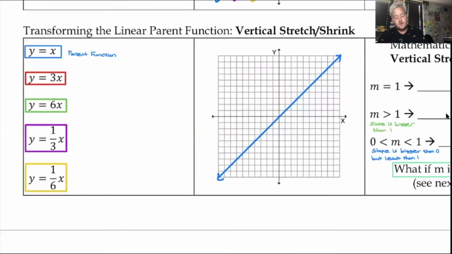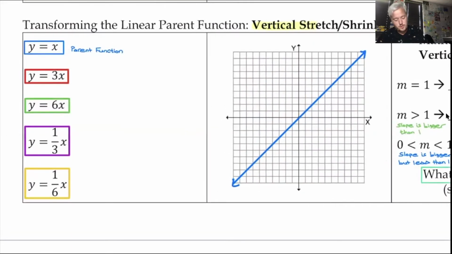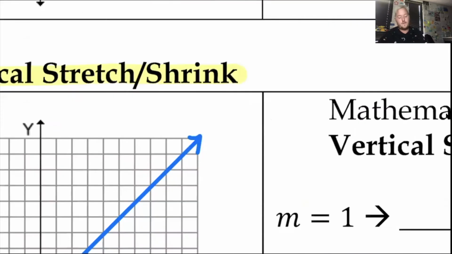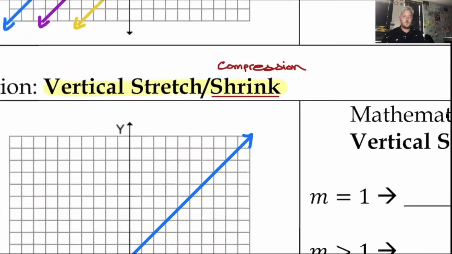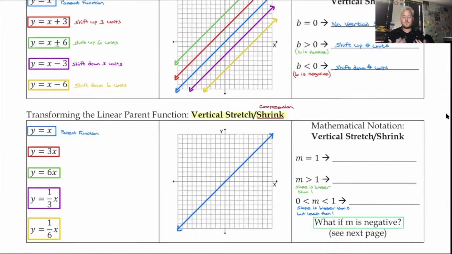So this is what we call vertical stretch and shrink. Just one thing to note, if you ever see shrink, this is also another way of saying compression. So you may see shrink, you may see compression. They're synonymous. They mean the same thing in math, at least.